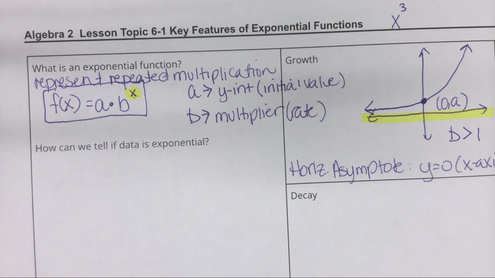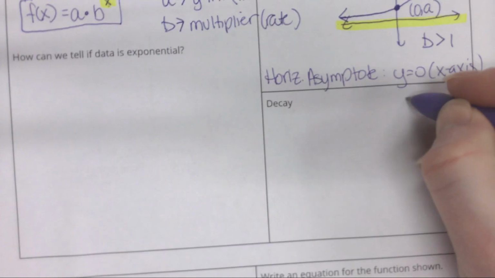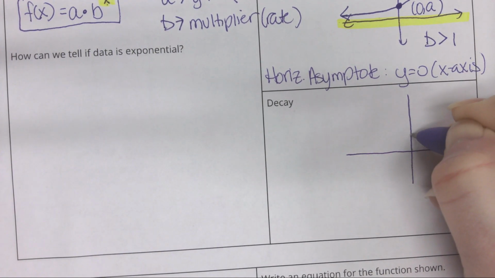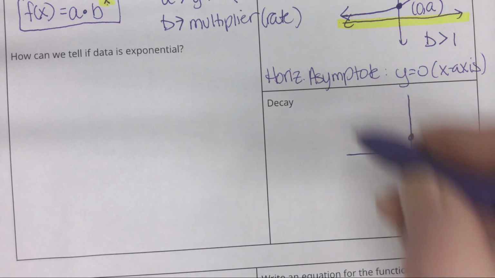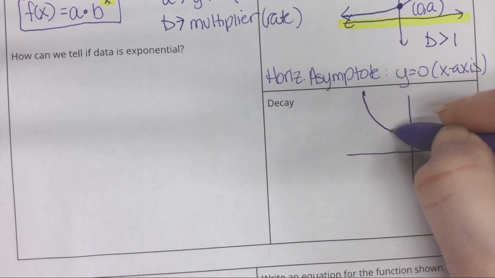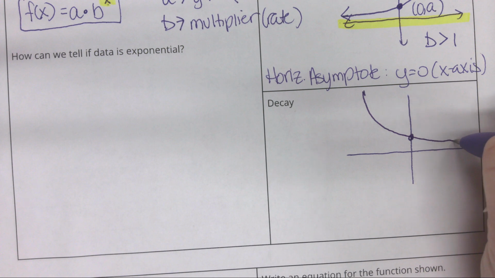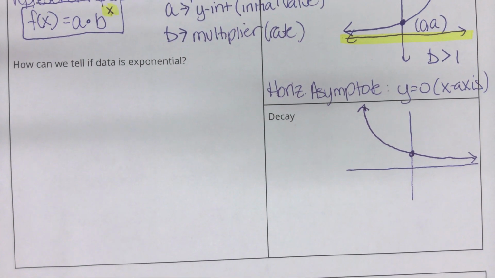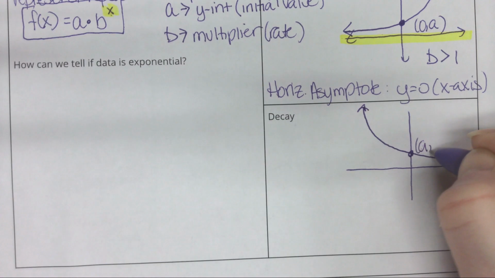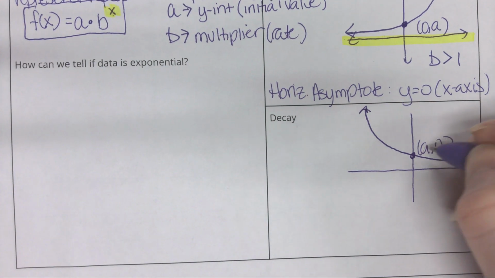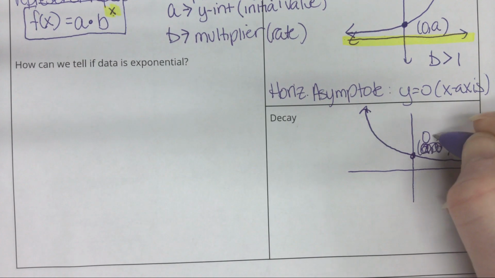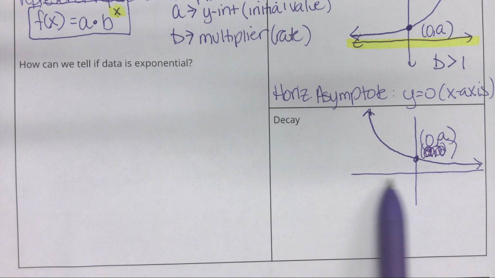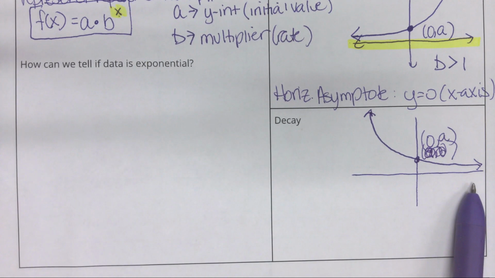Okay, on the flip side, decay, what does this look like? So we are still going to have a y-intercept. This looks like it's reflected over the y-axis. So a decay graph would look like that. This is still your y-intercept, 0a. Still does not cross the y-axis.